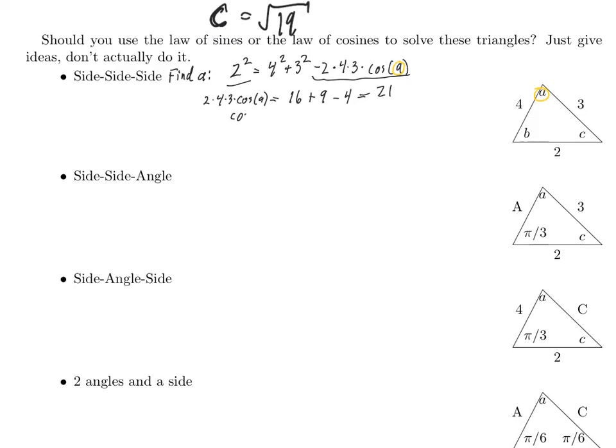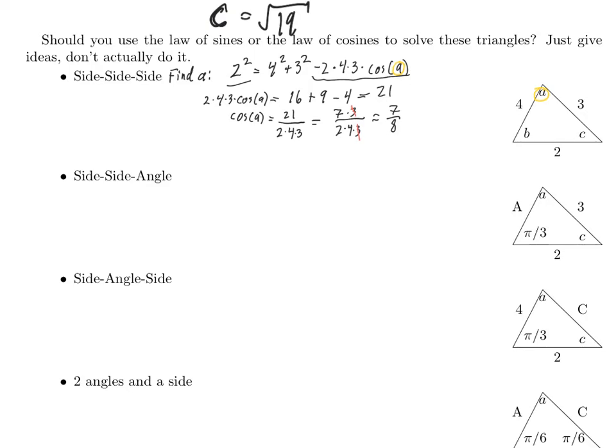So that means that the cosine of A is equal to 21 divided by 2 times 4 times 3. 21 is a multiple of 3, and I see a 3 in the bottom, so I should expand out that 21 as 7 times 3 divided by 2 times 4 times 3. The reason to do that is so that you can cancel the 3's. And what are you left with? You are left with 7 over 8. So the cosine of A is 7 over 8.